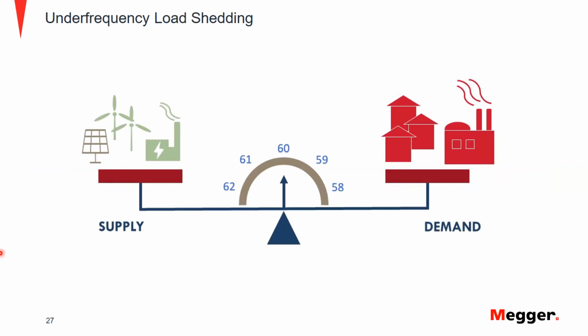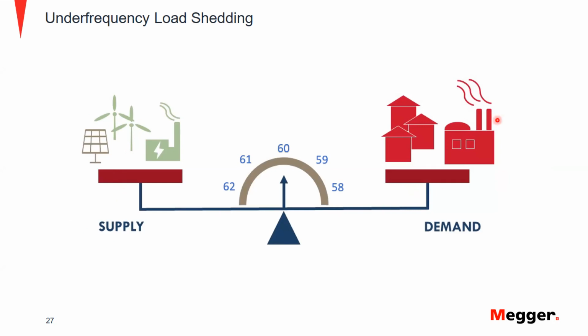Okay, so if you look at the diagram here, we have a supply side, right? So we have the supply. This is generators, this could be wind farms, it could be any type of solar farm, whatever. Anything that is generating electrical power to the grid is part of the supply, right?